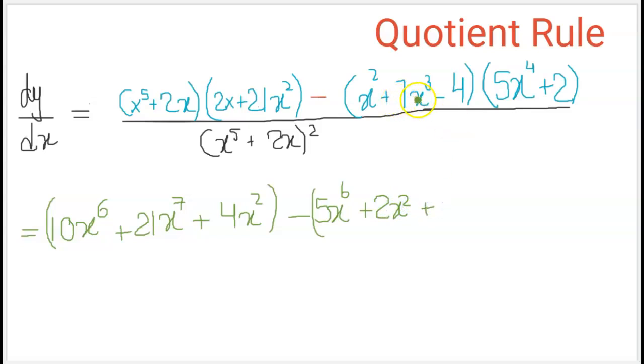Plus 7x cubed times that one. 7 times 5 is 35x⁷. 7 times 2, so that's 14, 14x cubed.